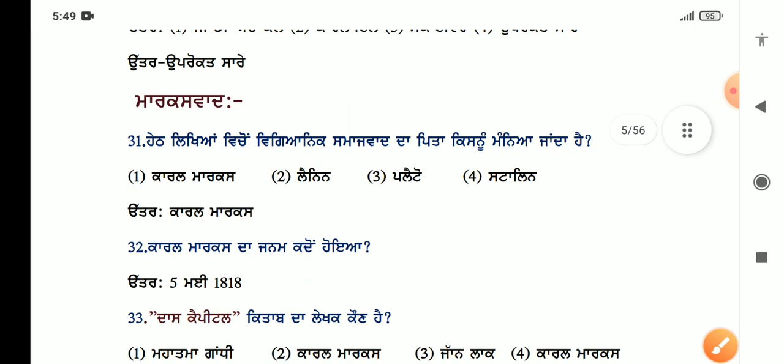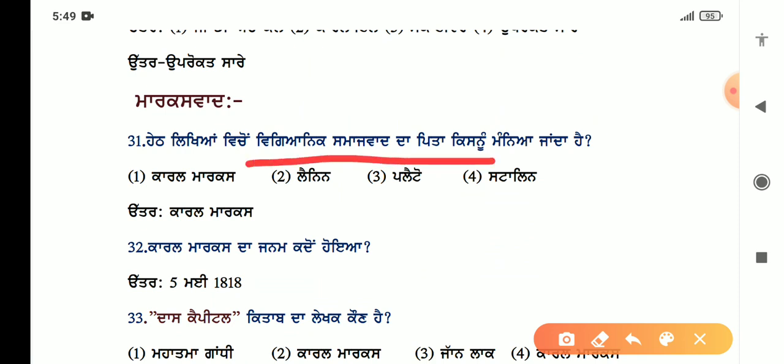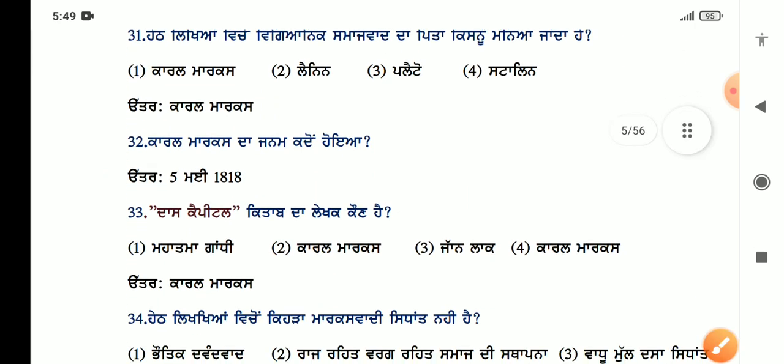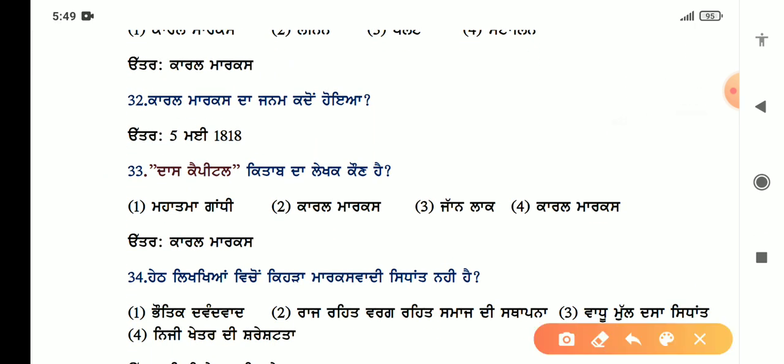Marxism, Marxwad. Who is the father of modern scientific socialism? Who is the father of scientific socialism? Karl Marx. When was Karl Marx born? 5 May 1818. Who wrote the book Das Kapital? Karl Marx.